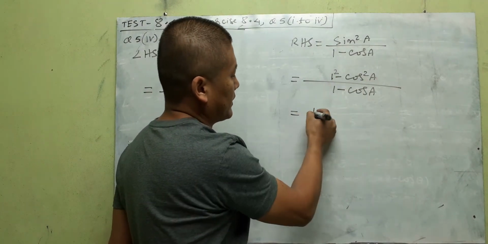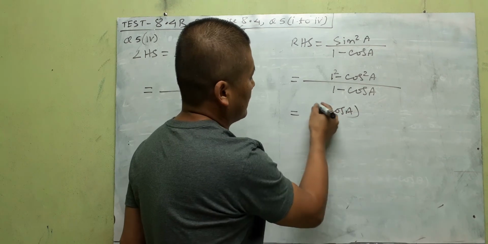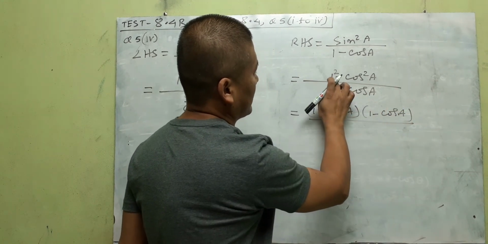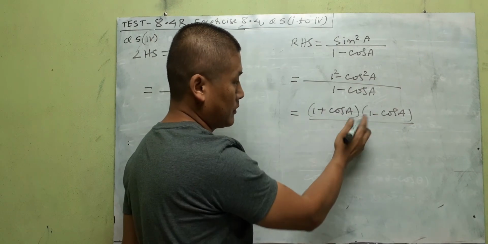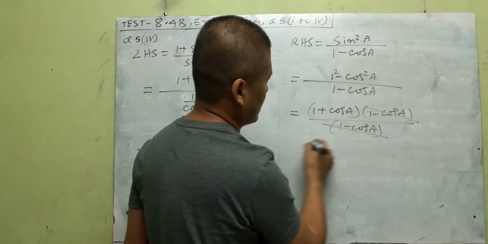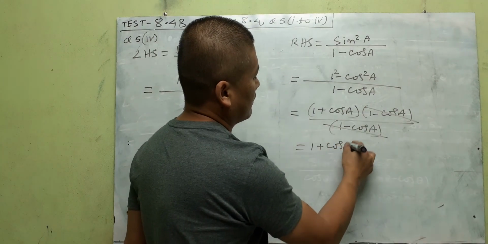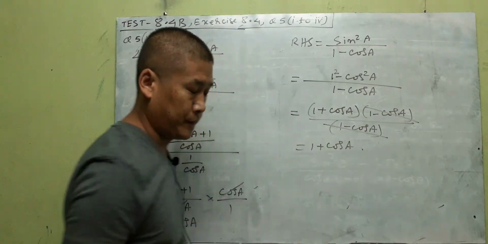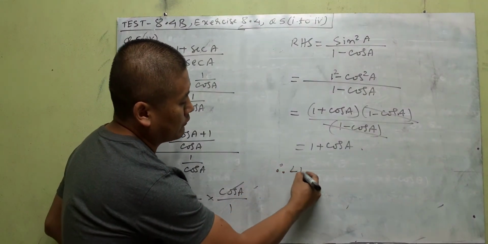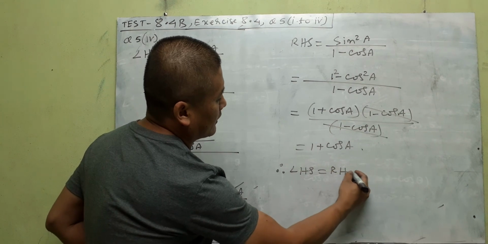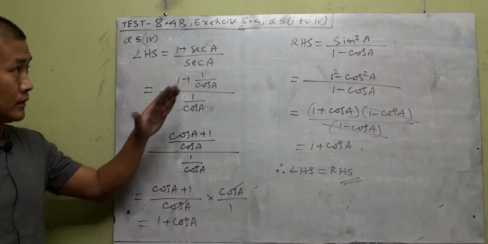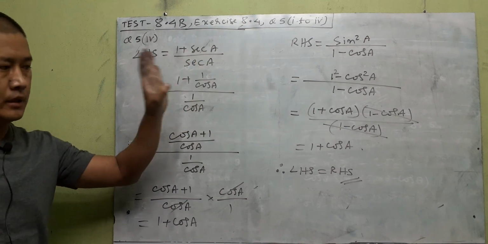A square minus B square is A plus B into A minus B. We have the formula, so we change 1 minus cos square A to this form, divided by 1 minus cos A. Immediately we see these two cancel, and we are getting 1 plus cos A. So the right hand side is 1 plus cos A, and the left hand side is already 1 plus cos A. So finally we can find that the left hand side and right hand side are equal, the same expression. That concludes this portion. The test will be the same question, okay?